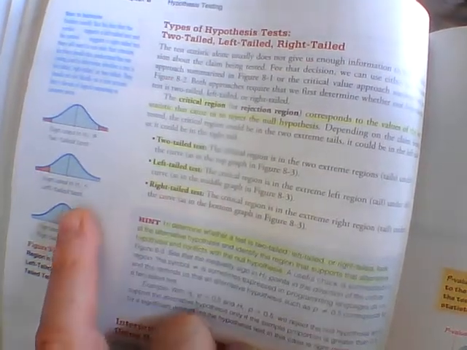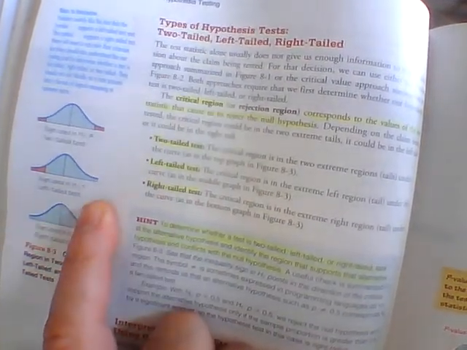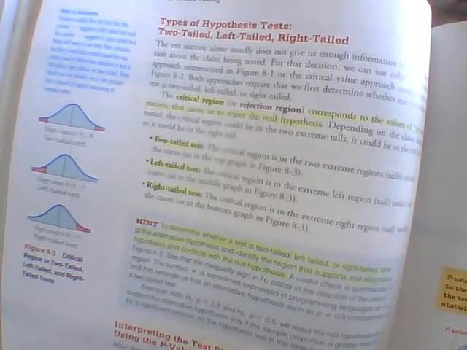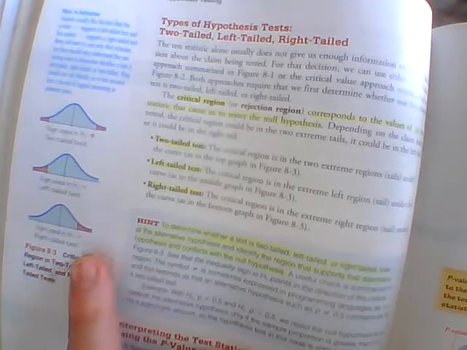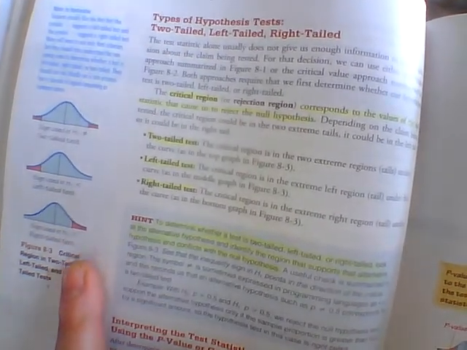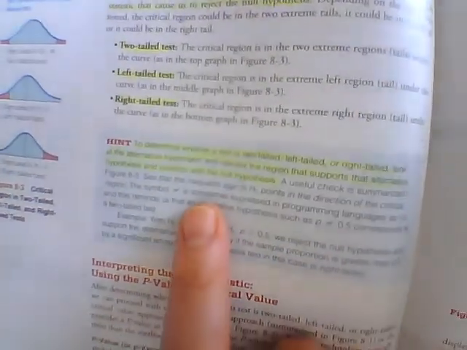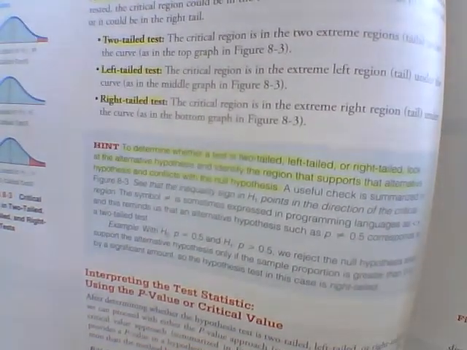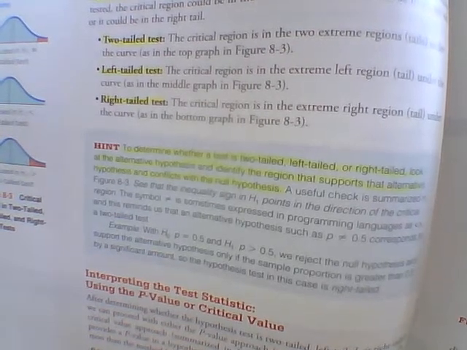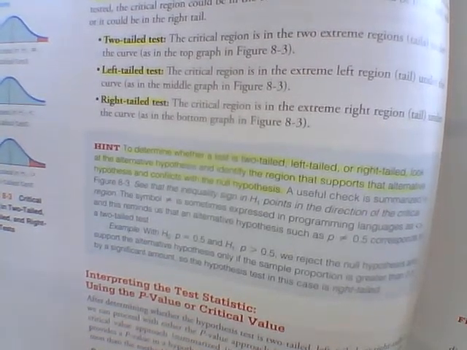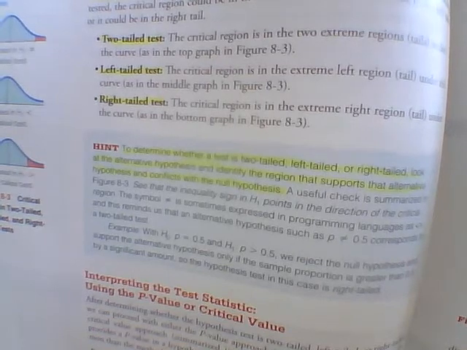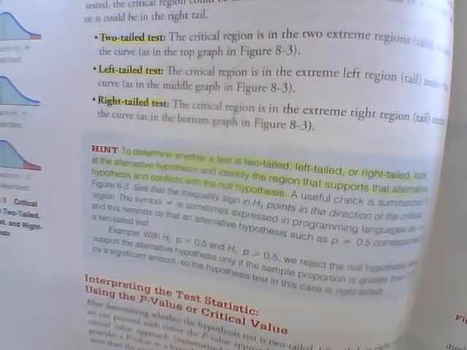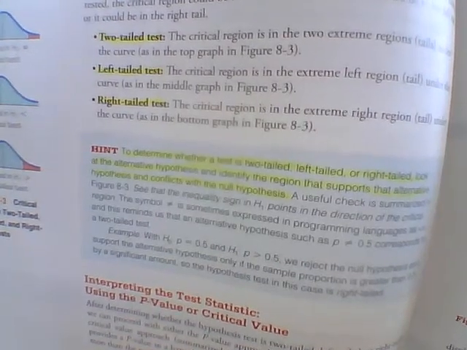A left tail, once again, the null hypothesis would be less than this, or a right tail, if that critical region is extreme in that higher area, then that null hypothesis would be greater than. So they have a nice hint right here. It says determine whether a test is two-tailed, left-tailed, or right-tailed. Look at the alternative hypothesis and identify the region that supports that alternative hypothesis and conflicts with the null hypothesis.